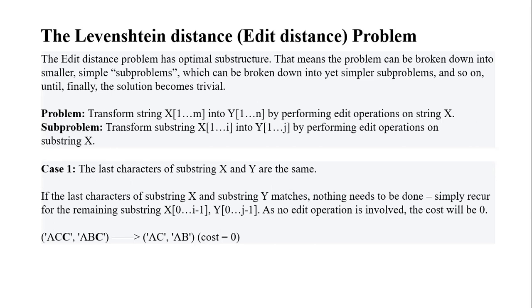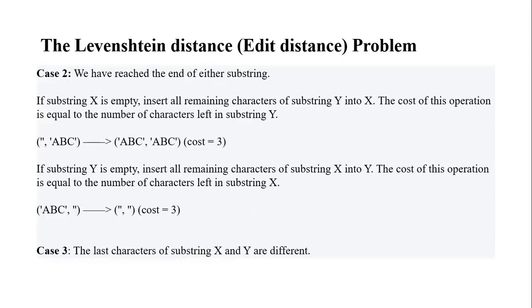There are three cases where we transform a string by performing edit operations on string X into a subproblem of transforming a substring by performing edit operations on substring X. Case 1, the last characters of substrings X and Y are the same. Case 2, we reach the end of either substring. And case 3, the last characters of substrings X and Y are different.